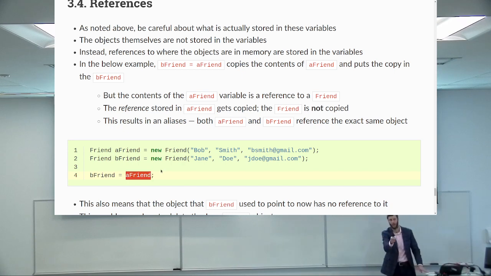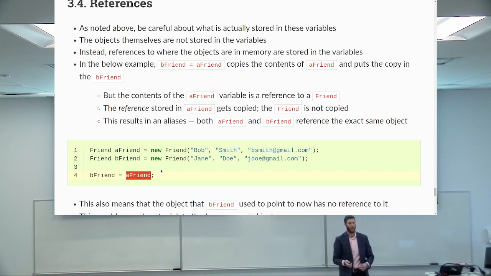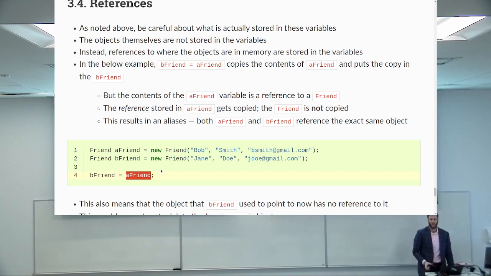What is stored in aFriend? Who can yell out the answer fastest? Say it louder. A reference to a friend. So we copy over the contents of that variable, which is a reference to some friend. In that case, aFriend is a reference to the Bob one, yeah? Copy over that and put it into B. So just forget what was in B before, just copy over the contents of aFriend and put it there. And the contents of aFriend was a reference variable to Bob.